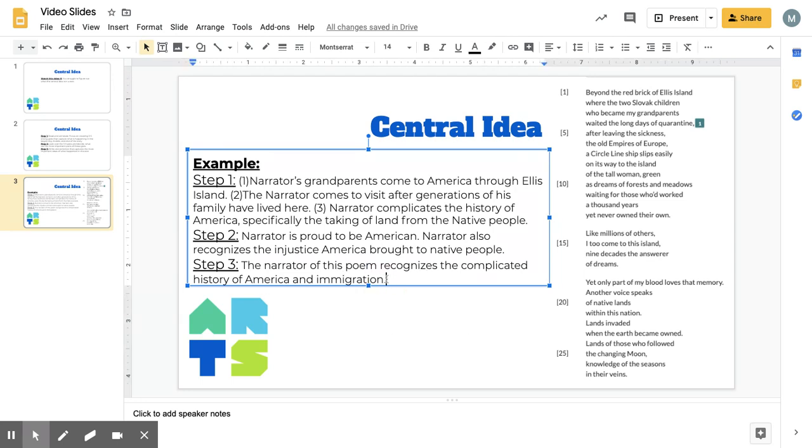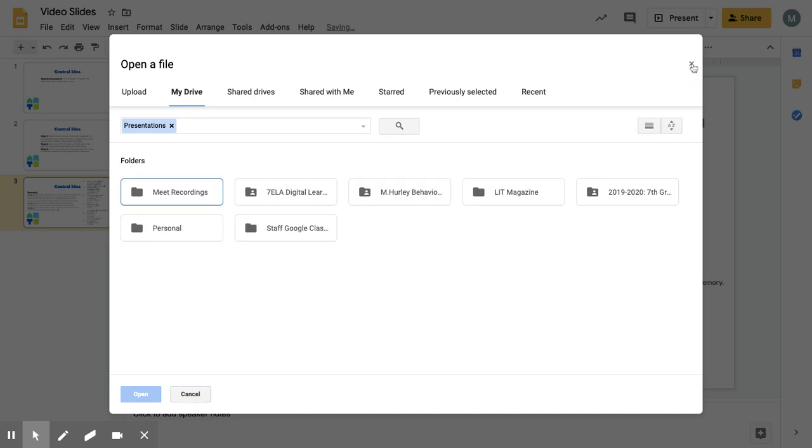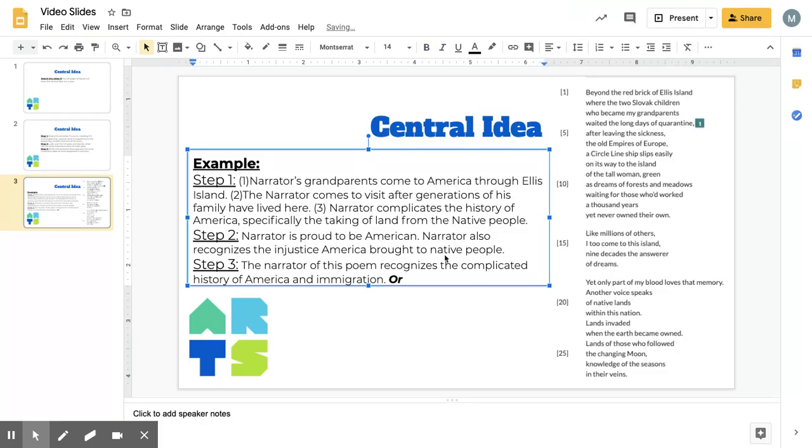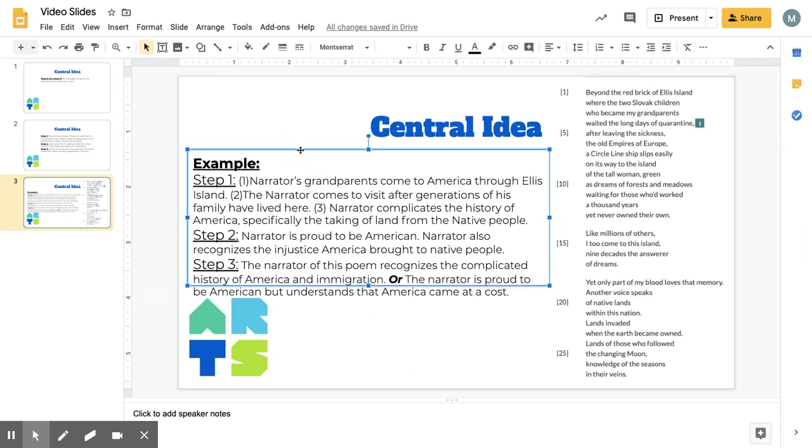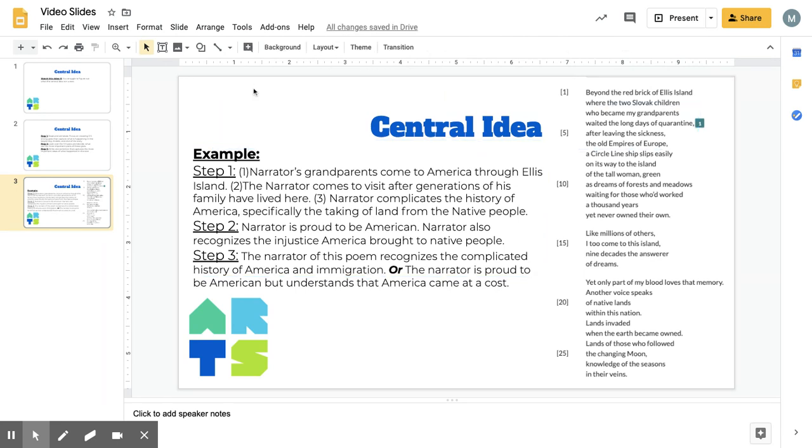So if we wanted to add a second sentence, maybe we would talk about pride, or let's do an or. Oops, I didn't mean to do that, sorry. Or we could say, the narrator is proud to be American, but understands that America came at a cost. So either one of these would work as a central idea of this poem, and it's because both of them capture this complicated tone that comes up, right?